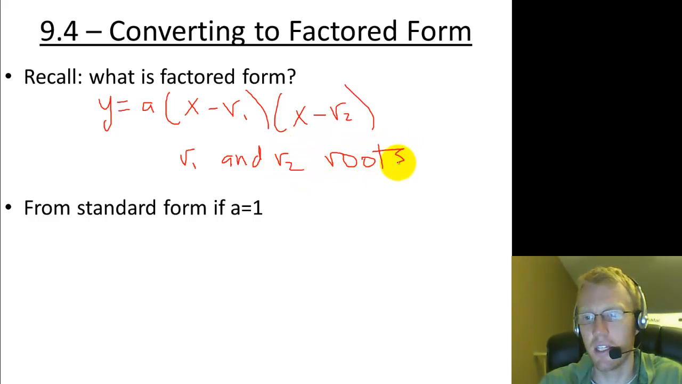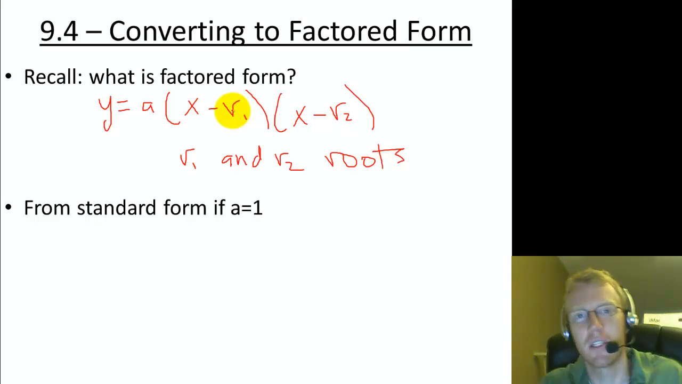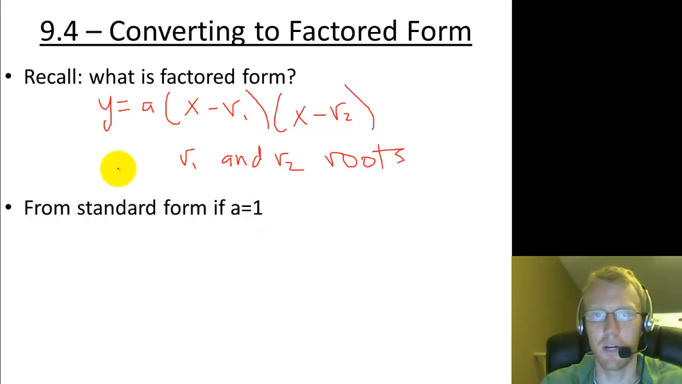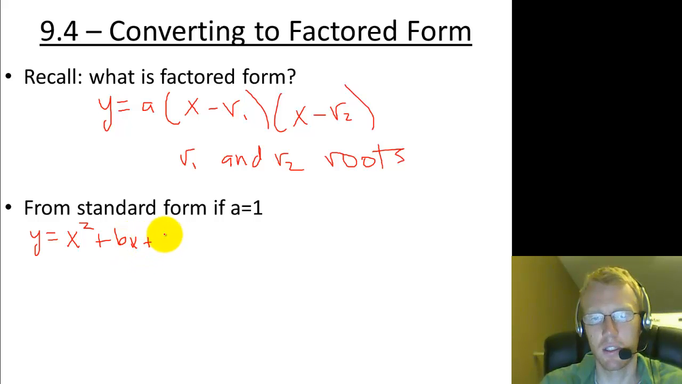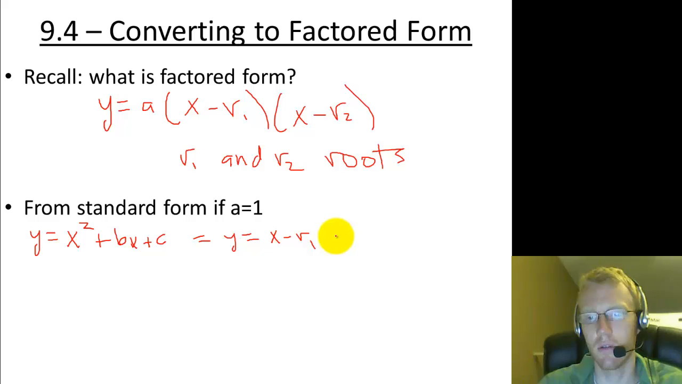Okay. So the idea is we're going to take an equation that's in standard form and convert it into this kind of factored form. The way to do that is to think about how we went from factored form into standard form. If a is equal to 1, it helps us out a lot, because then in standard form we have y equals x squared plus bx plus c. And in factored form we had y equals (x minus r1)(x minus r2). So if we look at how to get between these two forms, we already know how to get from this form to this form.